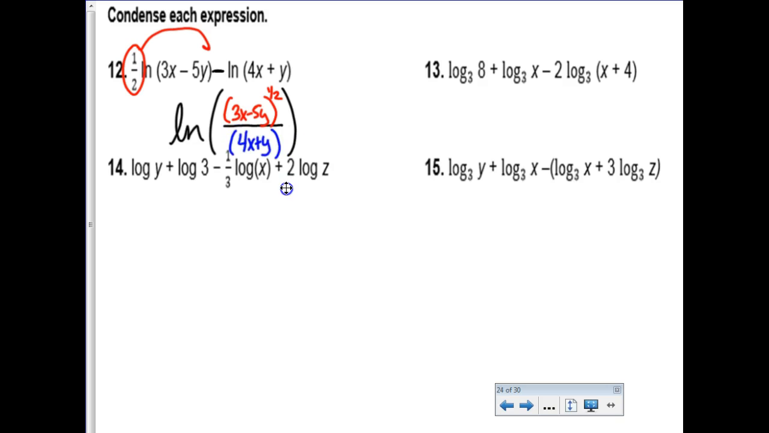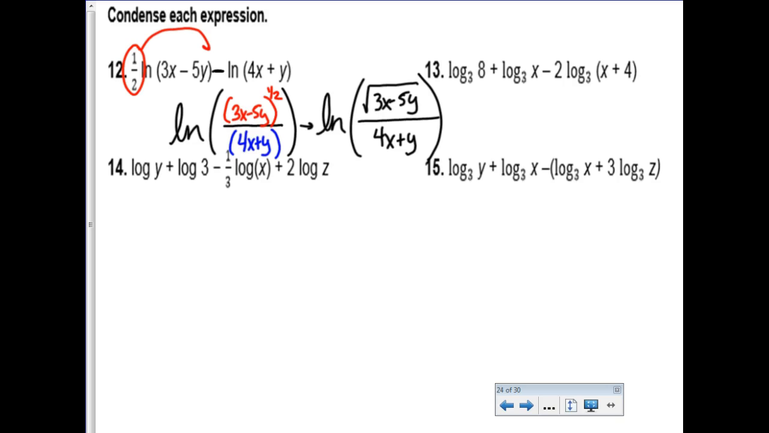However, I don't think this is probably the answer that would be on like a computerized answer key. Anyone have a thought of what they might go back and change even more so than this? The 1/2 power is going to be changed to a square root. So this becomes the natural log of, gross, the square root of 3x minus 5y over 4x plus y. That is a condensed answer, and that's as simple as it gets. Simplified as it gets. There's nothing simple about that question.